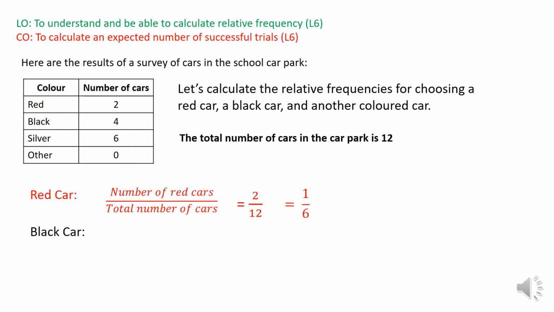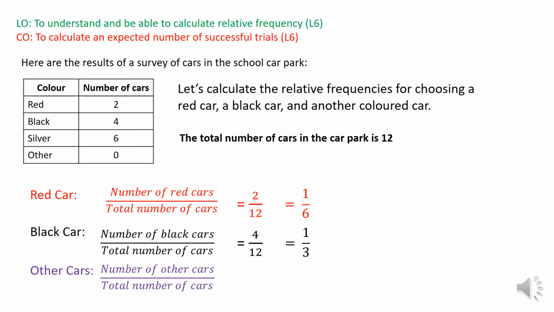So again, just working through, it's the same method for the red and the black. So we've got 2 red cars, so we've got 2 out of 12, which is 1/6. And the black cars, we've got 4 of them, so that's 4 out of 12, which is 1/3. Other, we've got no other cars, so that's 0 out of 12, which is 0. So we've got our relative frequencies for the other. So with this, we can see a bit of a problem here. So we've got 0 other cars.